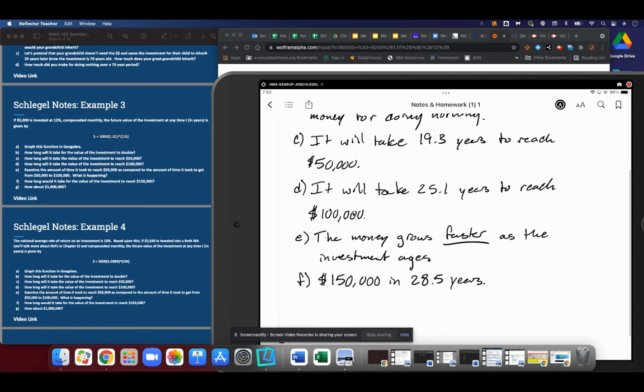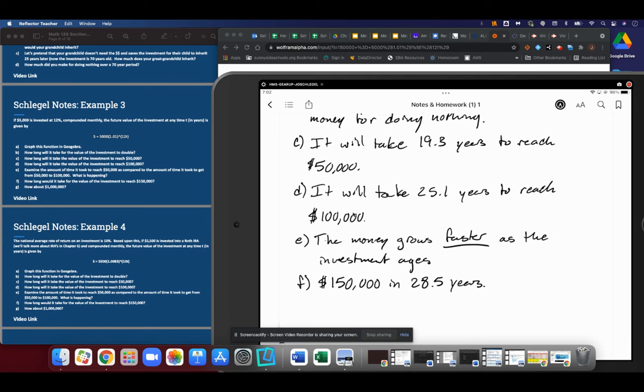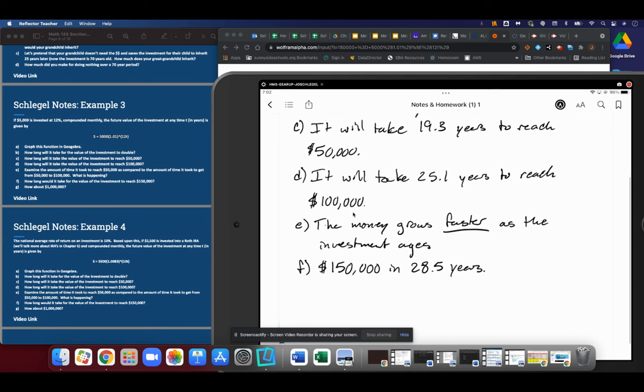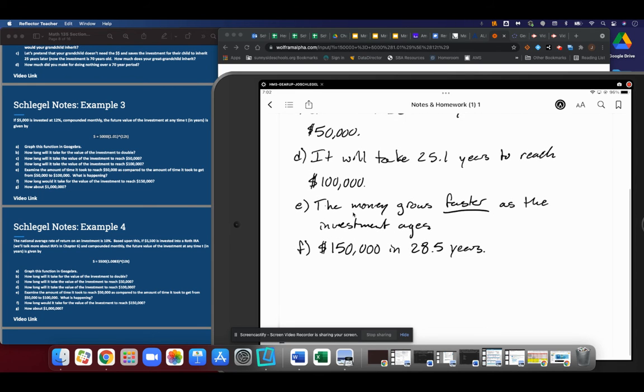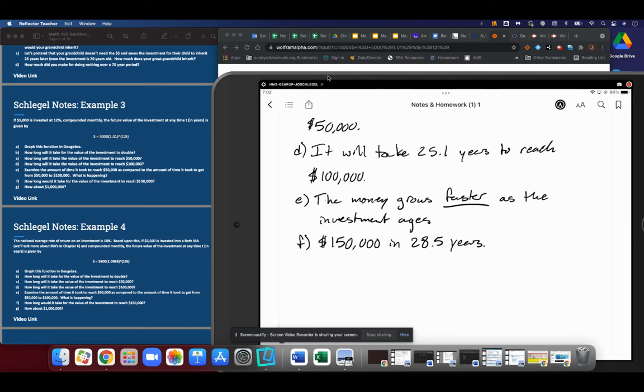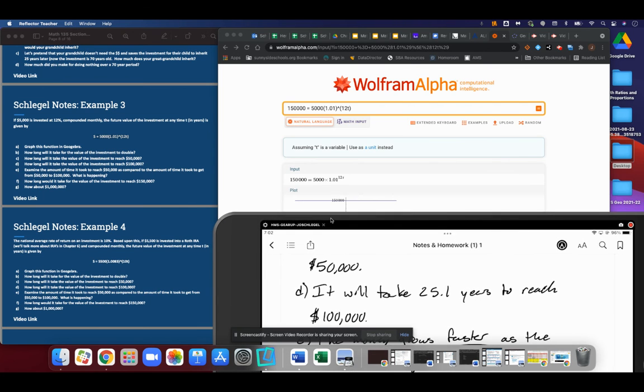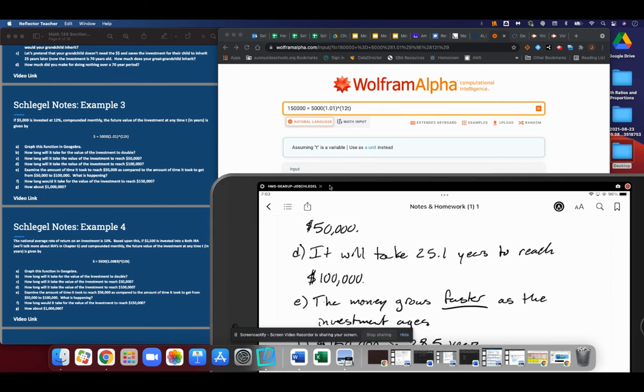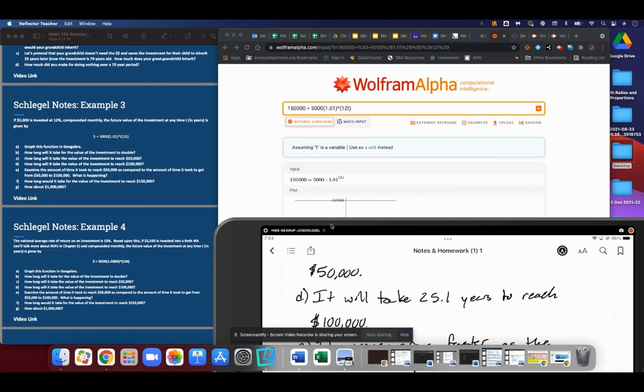So our spread here, everyone, between C from 19 to 25 was about 6 years to get 50,000 more. From 25 to 28 was only 3 years to get 50,000 again. And so you can see that it's taking half the amount of time now to get $50,000 because the investment is growing faster as time goes on.